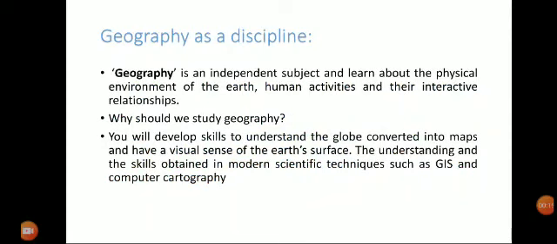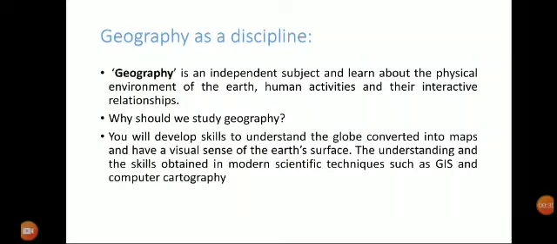Geography as a discipline. Geography is an independent subject and learns about the physical environment of Earth, human activities and their interactive relationship. एक ह्यूमन बीइंग की लाइफ बहुत तरह से अफेक्टेड होती है इस सराउंडिंग से.